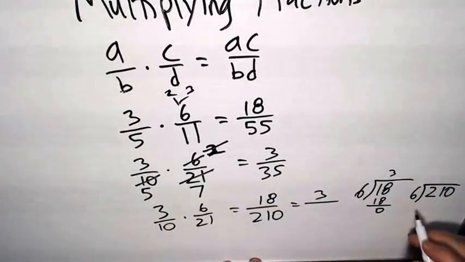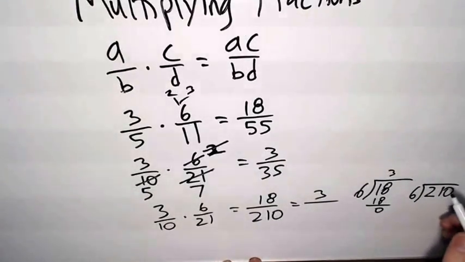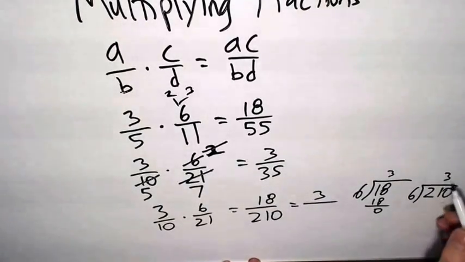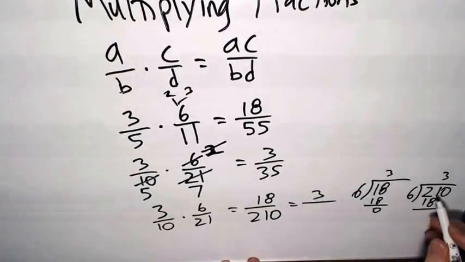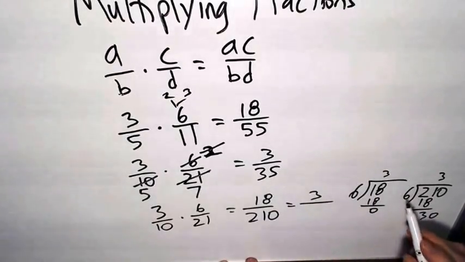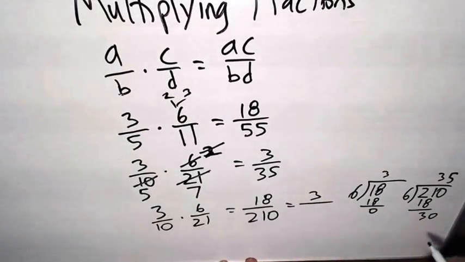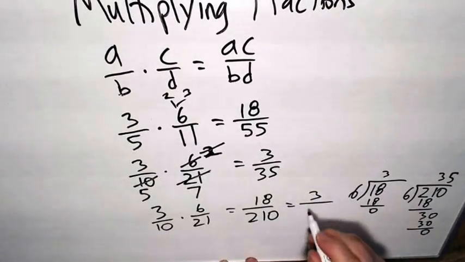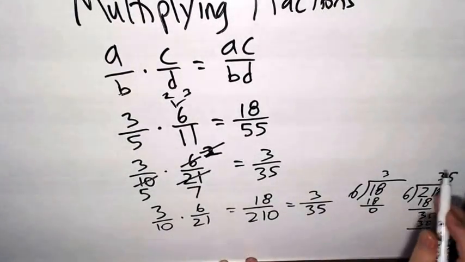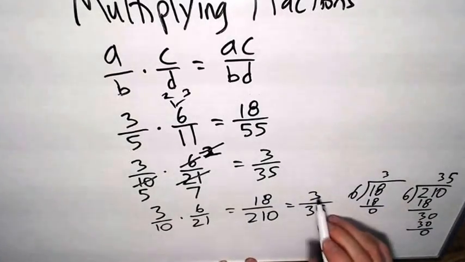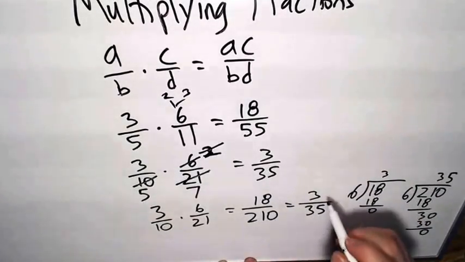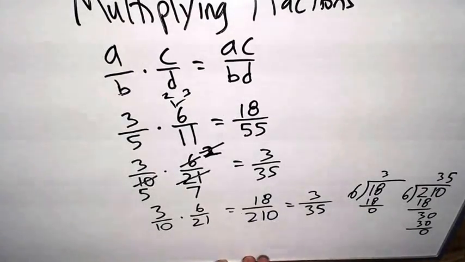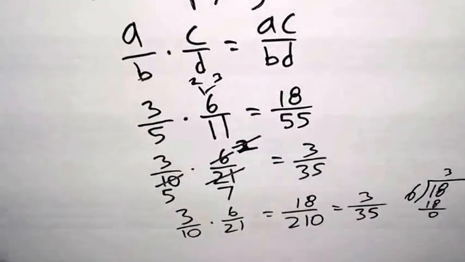6 goes into 21. 6 does not go into 2. 6 will go into 21 3 times, which is 18. Remainder 3. Bring down the 0. 6 goes into 30 5 times. So we have 3 over 35. We put the answers that we develop up here, called the quotient, in the 2 spots here. So you can see we got the same answer, 3/35. So that's multiplying fractions. Next, we will divide fractions.